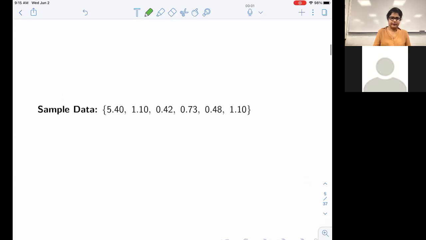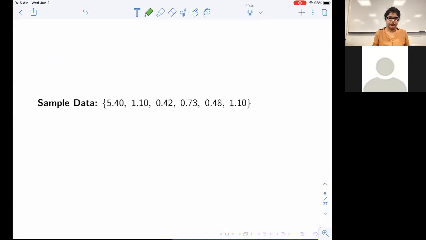So this is one of the examples. For instance, I'm taking some fictional data. Let's say I am talking about the amount of dollars in a car, generally how much we have. For instance, one car has $5.40, another car has $1.10, then $0.42, 42 cents. One car has 73 cents, one car has 48 cents, and another car has $1.01.